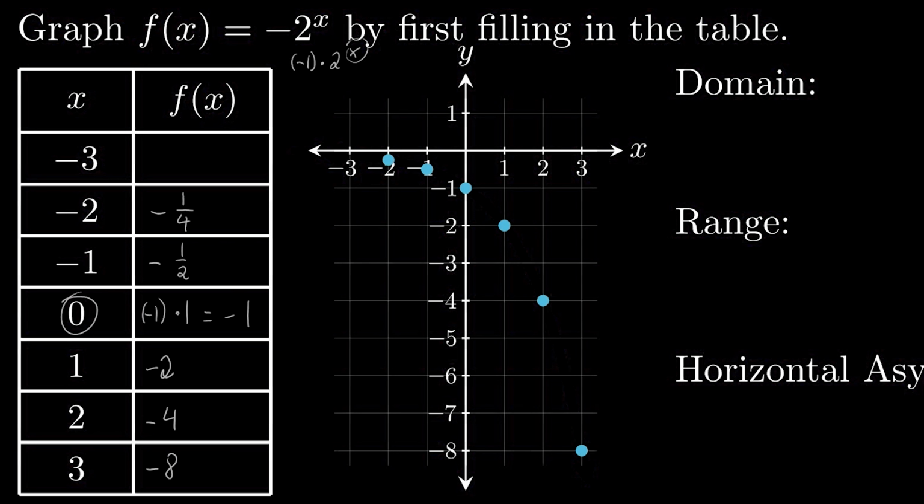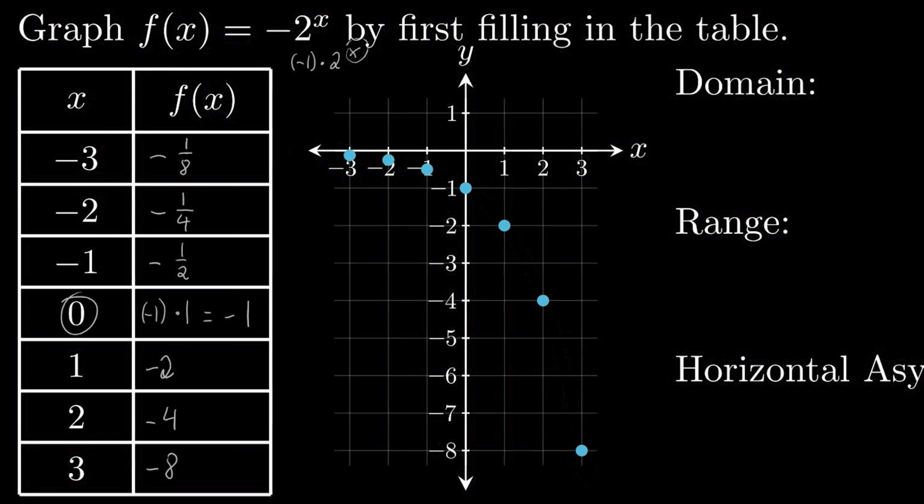And finally, 2 to the power of -3 is the reciprocal of 2 to the power of 3, which is 8, so it's 1/8. And we multiply that by -1 to obtain -1/8 as the value, resulting in another point on the graph, (-3, -1/8).